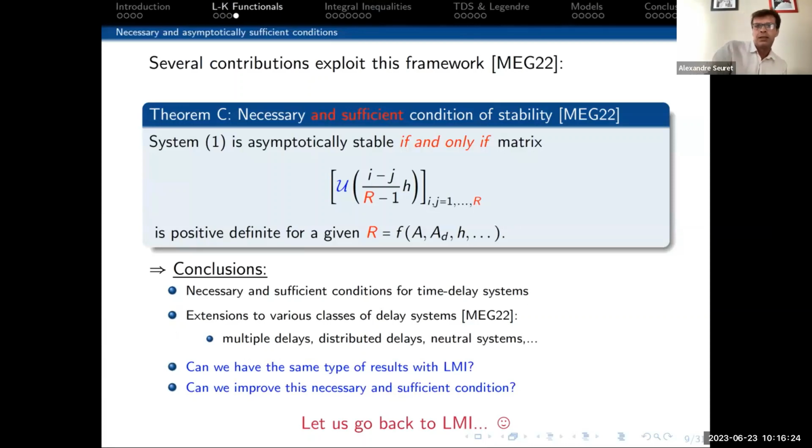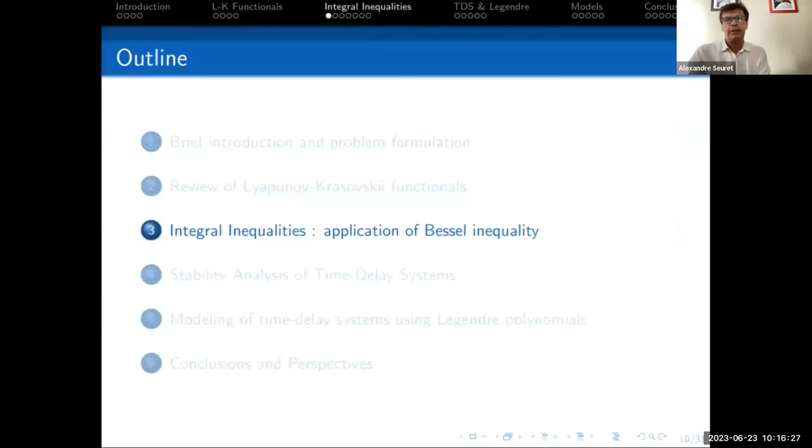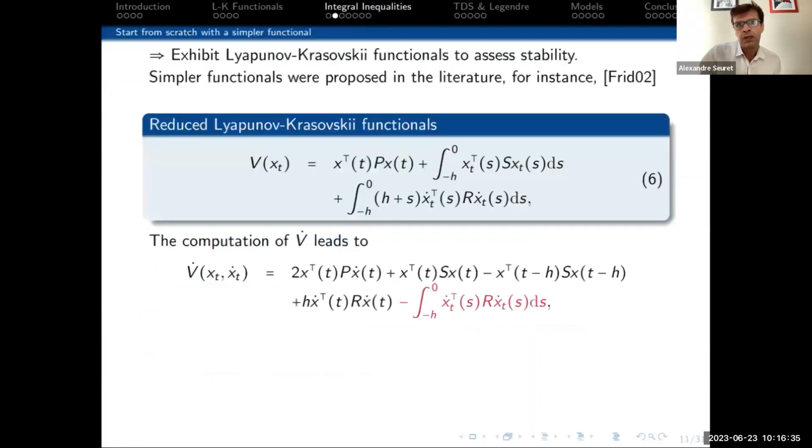So to do that, let's go back to LMI and to this framework. What I will present now is related to the integral inequalities. I have presented so far the complicated, general form of the Lyapunov-Krasovskii functional. But if you look back to the past, many researchers have been working on simpler Lyapunov-Krasovskii functionals because you can end up with some LMI conditions. And so I took this example of a Lyapunov-Krasovskii functional taken from a paper from Emilia.